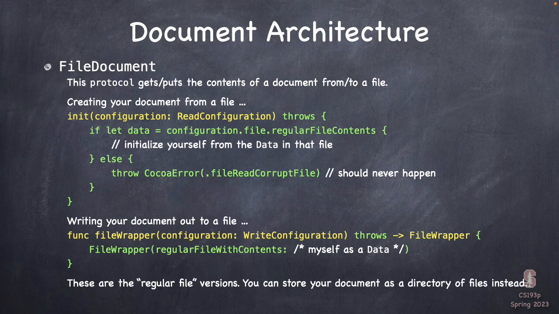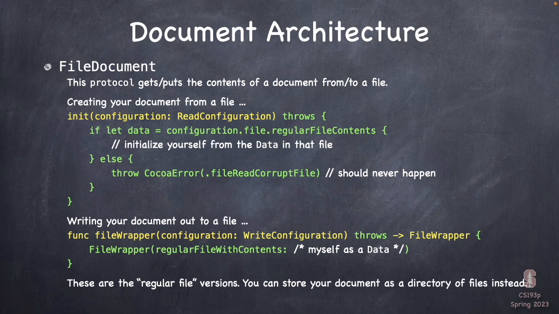We don't store our emoji art document in a directory with a lot of little files. We just store it as a data blob, right? Literally data. So if you're doing that, you can use this file wrapper constructor here, regular file with content, and you just give it a data and it makes one. But if you were doing all that weird directory stuff, you would do that in here, building your directory and putting your files in there.